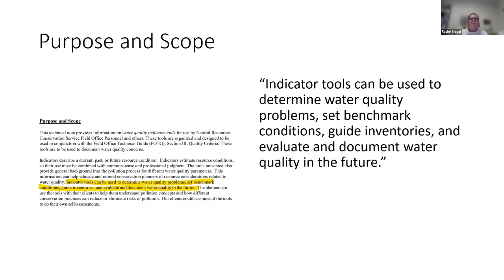The purpose and scope of this, I highlighted it, but I also made it bigger for those of us like me who cannot see. This indicator tool can be used to determine water quality problems, set benchmark conditions, which I've heard Rick speak of, the importance of defining those benchmark conditions, guide your inventories, and evaluate and document water quality in the future. When we're starting to talk about evaluations and documentation for future water quality improvements, that sounds a lot like one of the elements of VSP.